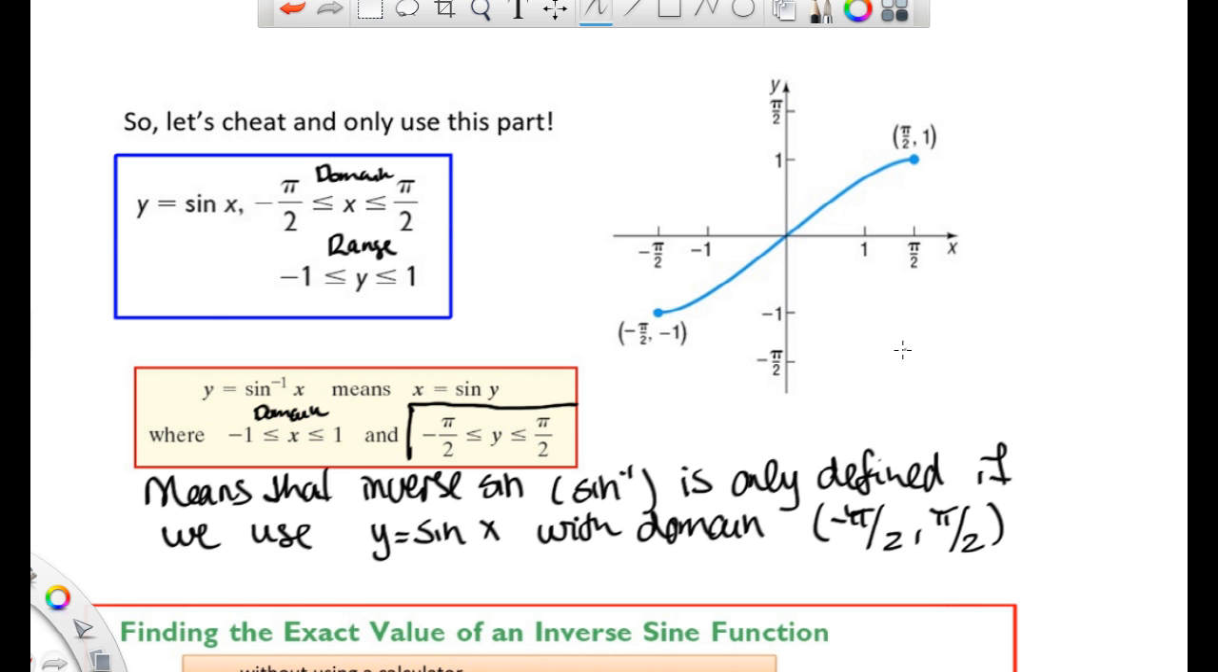So you could never have the inverse sine of some value and then say, well, that was 7 pi over 8. It's impossible. 7 pi over 8 is greater than pi over 2. So this is not an answer that is possible.